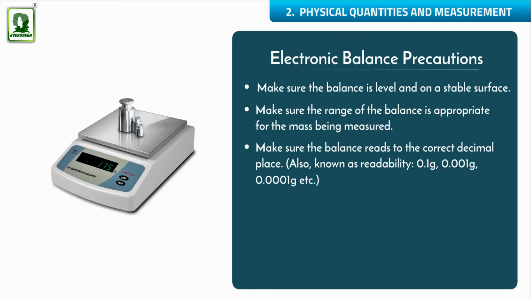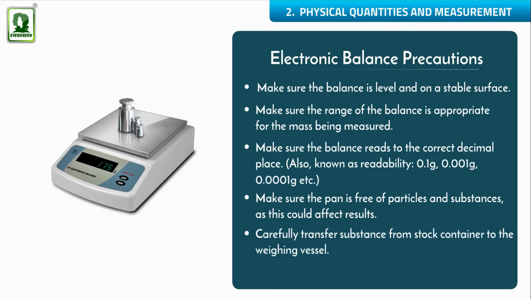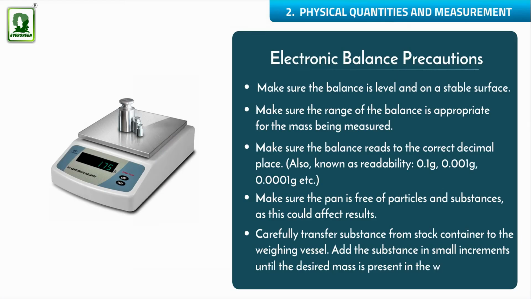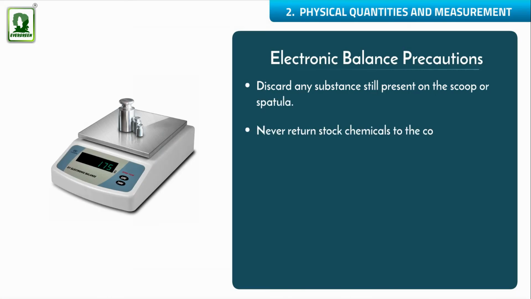0.0001 gram, etc. Make sure the pan is free of particles and substances, as this could affect results. Carefully transfer substance from stock container to the weighing vessel. Add the substance in small increments until the desired mass is present in the weighing vessel. Discard any substance still present on the scoop or spatula. Never return stock chemicals to the container.